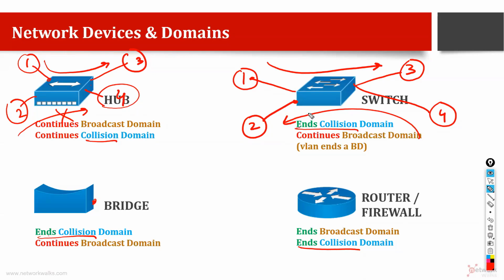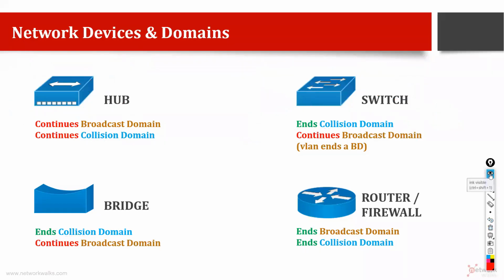This is called collision domain, because each port on a switch or a bridge or a router is a separate one. This is one collision domain, one collision domain, one collision domain, one collision domain. Clear? So can we do some examples now?